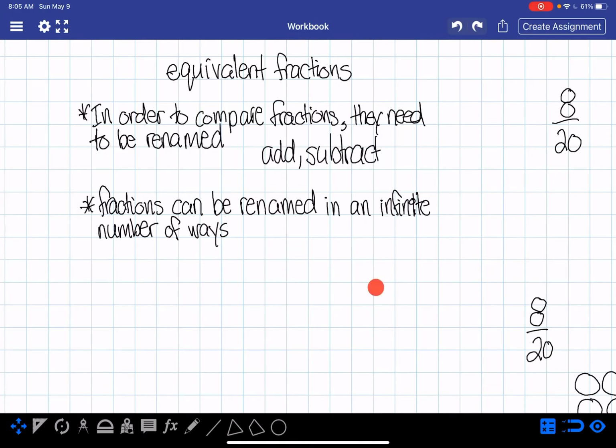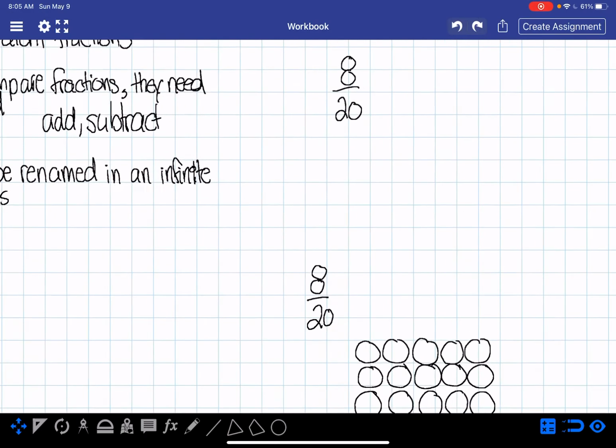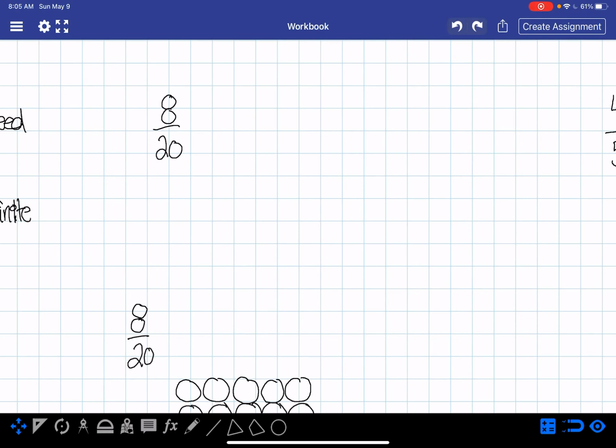So let's get started. I'm going to move the screen. Okay, so here's 8/20ths. And I'm going to model 8/20ths using circle counters. And this week you're going to find out why I like the circle counter model the most, right? So I'm going to make 20 small circles.